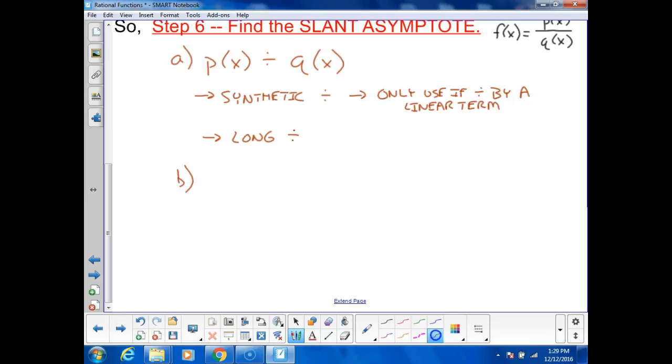So when I divide, if I've made it this far to step 6, there will be a remainder because I've already factored out my common factors. If you get a remainder, you did something right. If you don't get a remainder, you did something wrong. You want a remainder because sub-step B says you are going to drop the remainder.